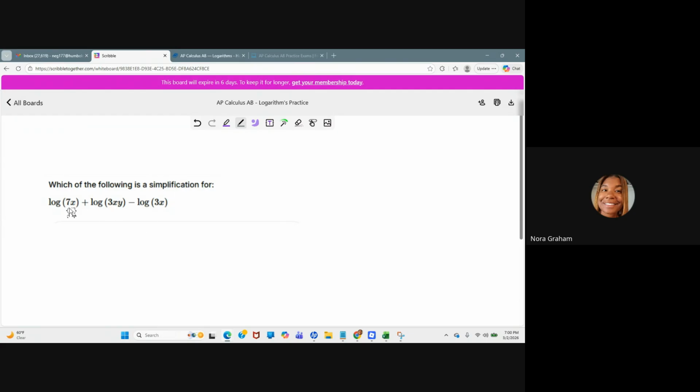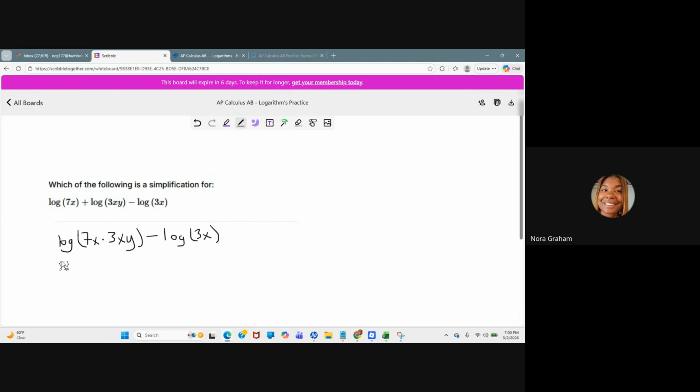For this one, we're going to use the product rule and the quotient rule. It doesn't matter which one you use first. I always like working from left to right. So let's do our product rule first, which is log of 7x times 3xy, and then minus. I'm just going to show all my work. Whenever you're doing a math test or quiz, always make sure you show all your work and take your time doing the problem.